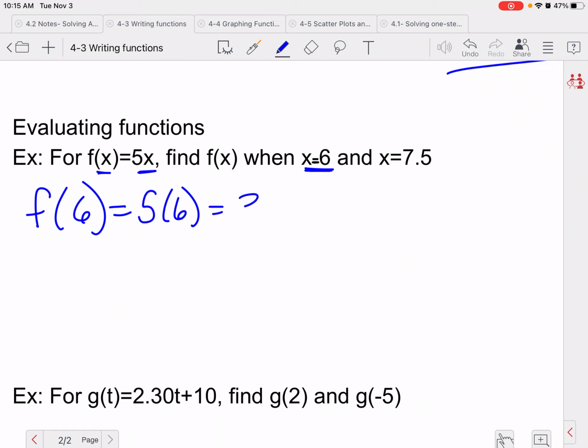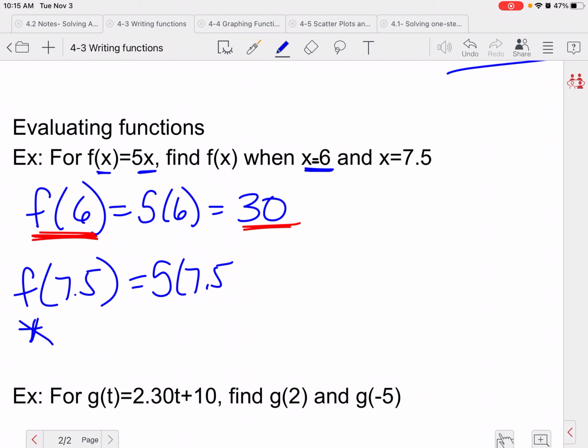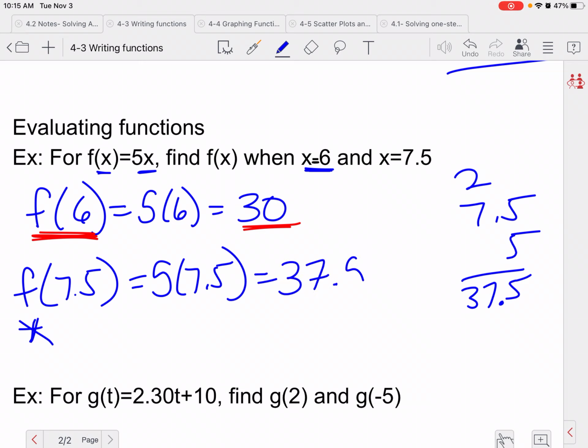Well, 5 times 6 is 30. We do this because it shows what we plugged in. We're saying, okay, we're plugging in 6 and we get out 30. It's a notation that can help us keep ourselves organized. Now if we want to do f of 7.5, why don't you go ahead and try that one? So this would be 5 times 7.5. I don't have my calculator handy, so I'm going to do it old school. So 25, 35, 37.5. So that would be f of 7.5.